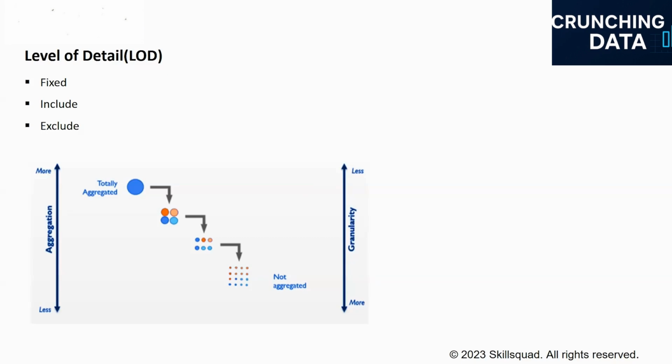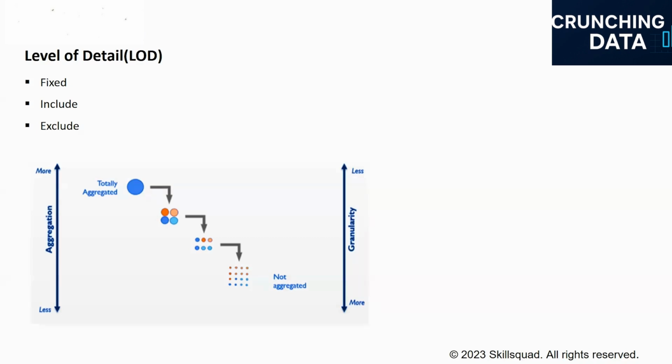First, we will be talking about the level of detail expression. Level of detail expressions are a unique feature in Tableau that enables the user to compute values at varying levels of detail in a dataset. This flexibility is especially useful when you are dealing with complex data or when you need to perform calculations that do not conform to the default aggregation of your visualization.